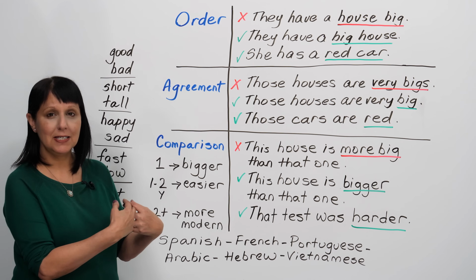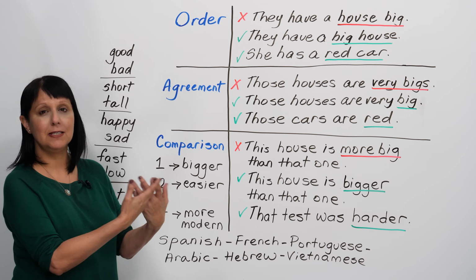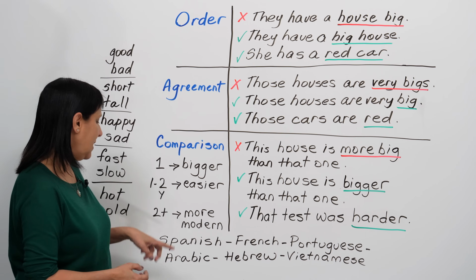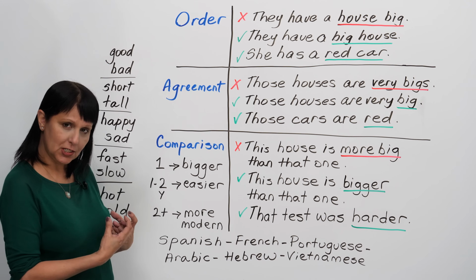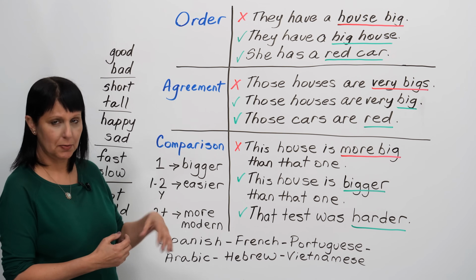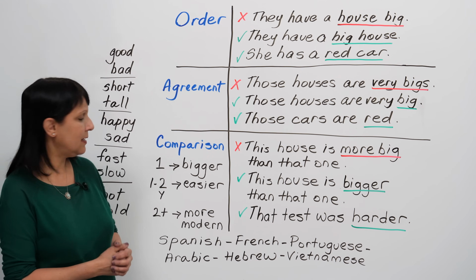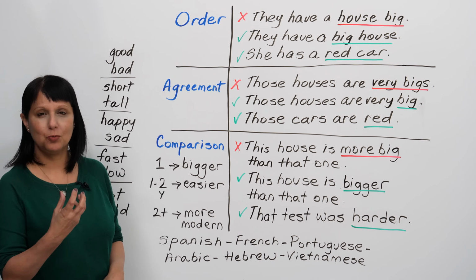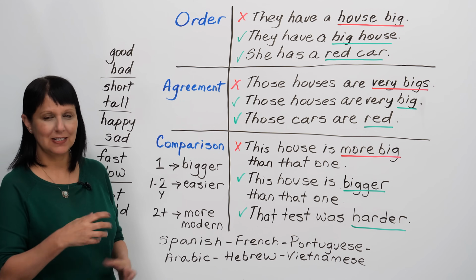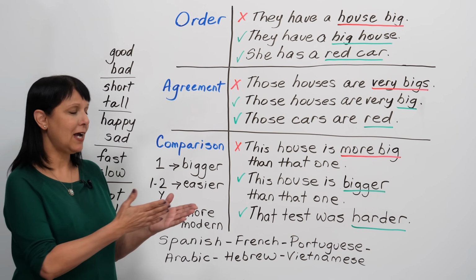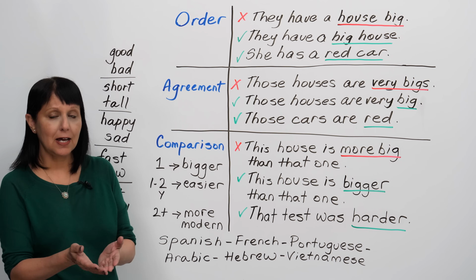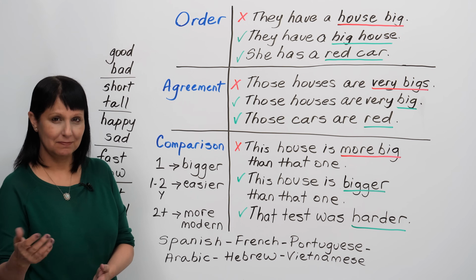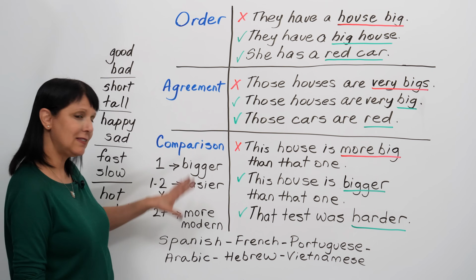This week I'm busy. Last week I was busier. Okay? And if the original adjective is two or more syllables, but no Y or anything like that, then we have to use the word more before that to make it comparative. That house is modern, but this house is more modern. Okay? So that's the basic rule.